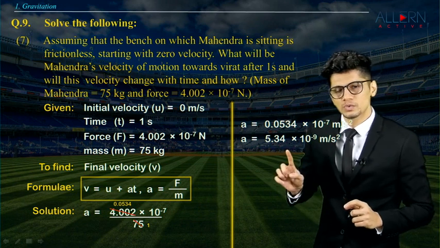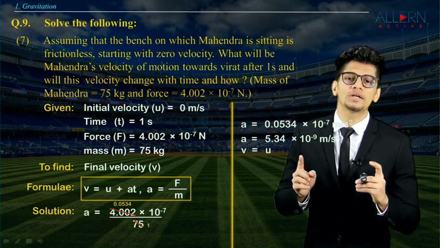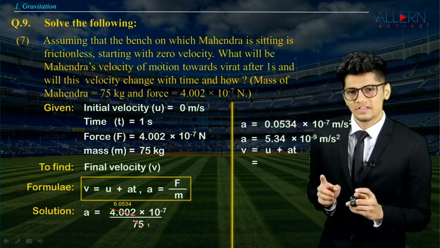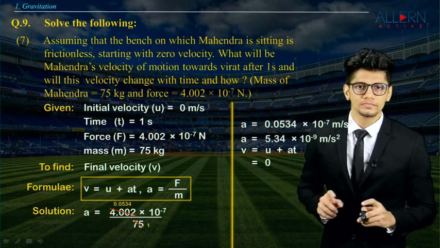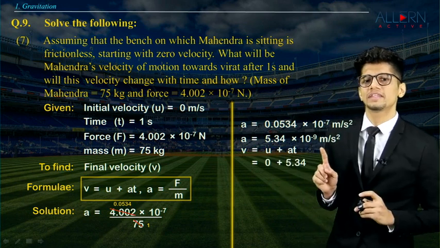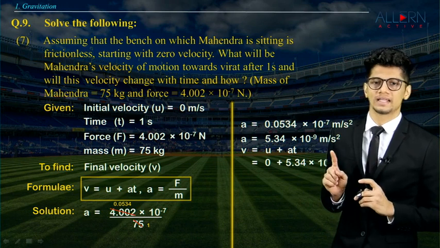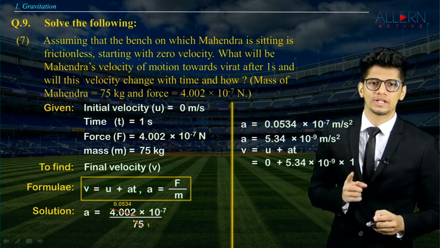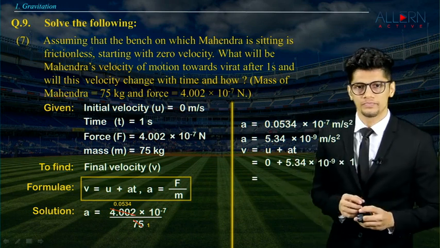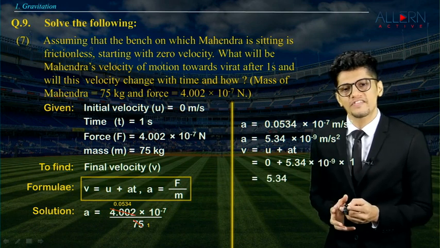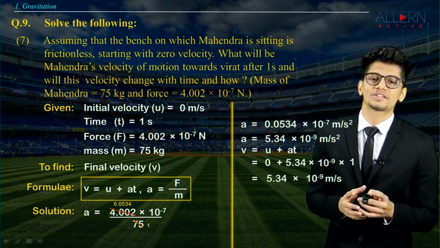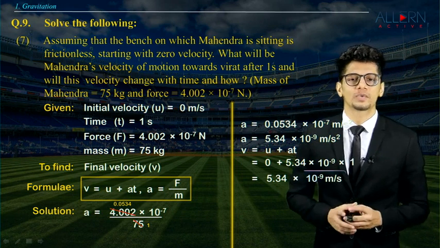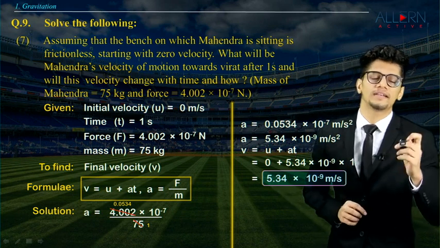Now we substitute this value in the formula v is equal to u plus at. We have the value of u as 0. a is 5.34 into 10 raised to minus 9 and t is given as 1. So that means it multiplies by 1. That means the answer is supposed to be 5.34 into 10 raised to minus 9 meter per second square. So this is the value of the final velocity.